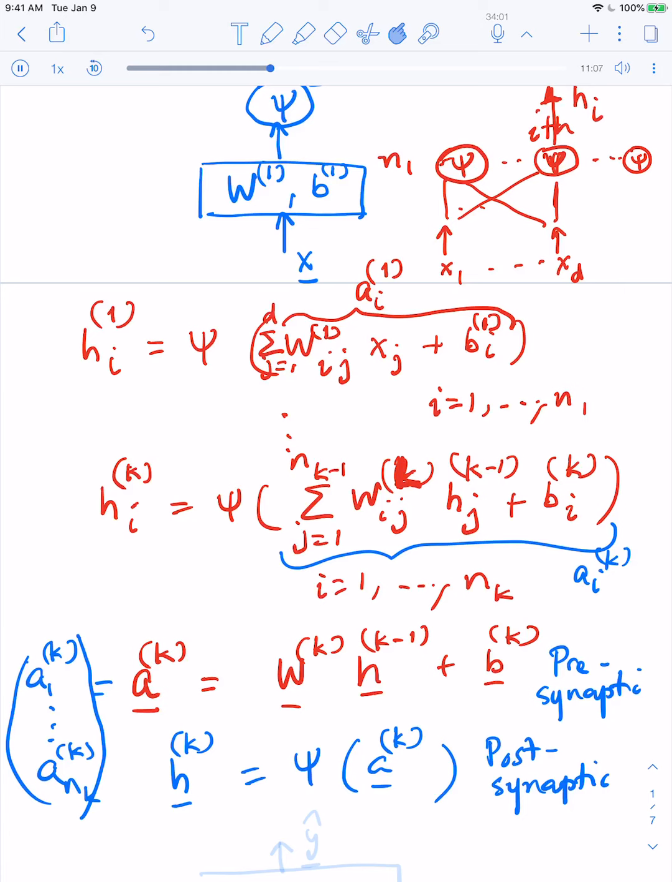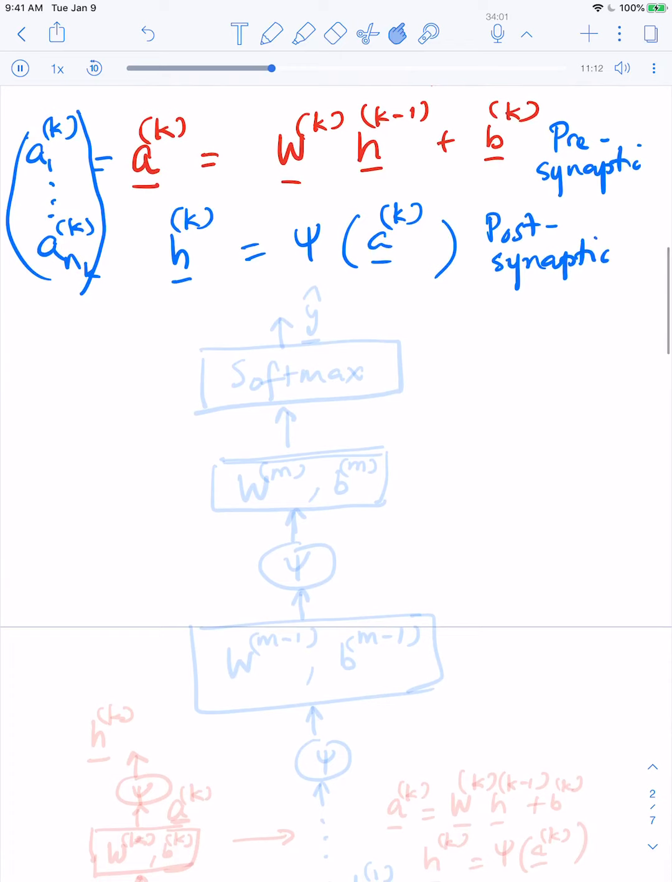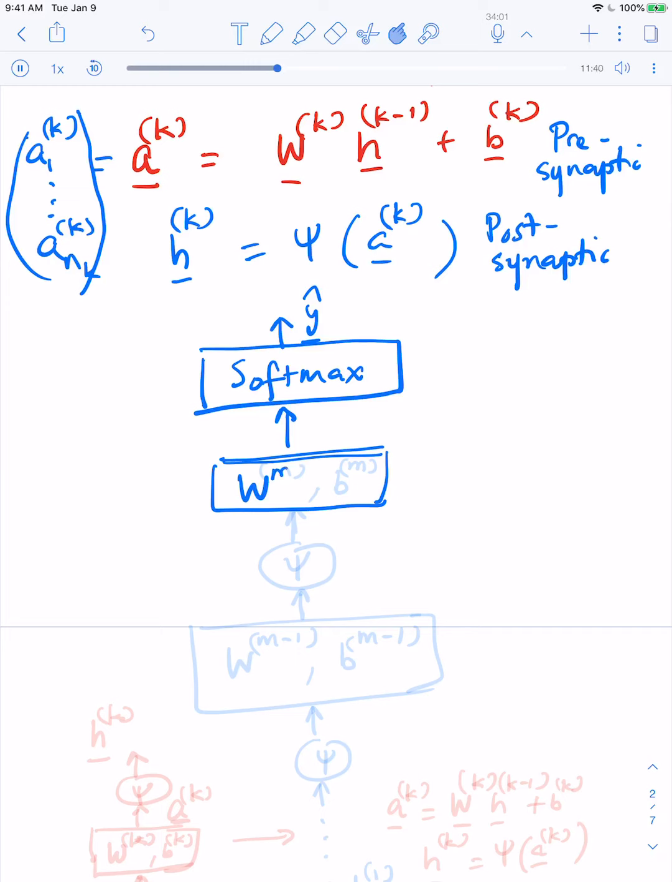So let me redraw the picture, but now I'm going to make sure I have enough room. I'm going to start from the top. Let's assume we are doing a classification problem. So the top is a softmax, and out comes the y hat from there. Let me just think of these as the weights and biases corresponding to the last layer. I'm just calling it M.